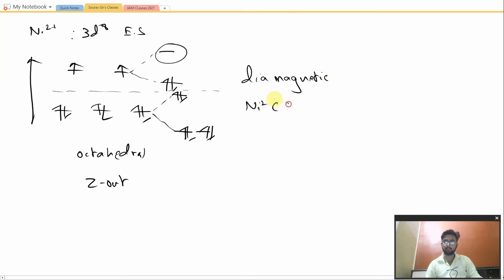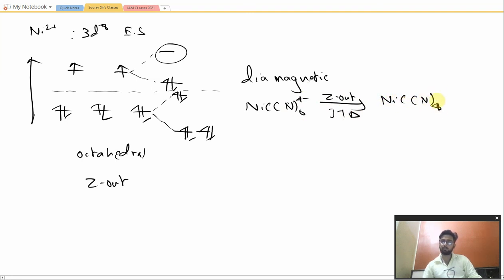By this we prove that the Ni2+ in this cyanide complex was an octahedral structure, that is, it had coordination number 6, [Ni(CN)6]4-. Then Z out occurred, Jahn-Teller distortion, giving the [Ni(CN)4]2- system a square planar geometry.